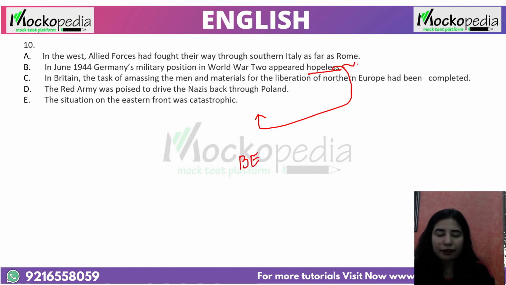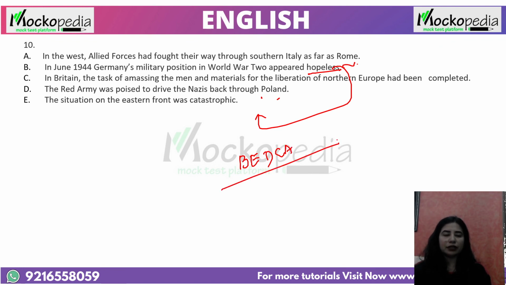Right. Now we have the other statements. The Red Army had to drive the Nazis back. In Britain, the task of amassing for the liberation had been completed. And then what was happening in the West, right? So D, C, and then you can bring the discussion to an end by explaining what was happening in the West. So the correct combination is going to be B, E, D, C, A.